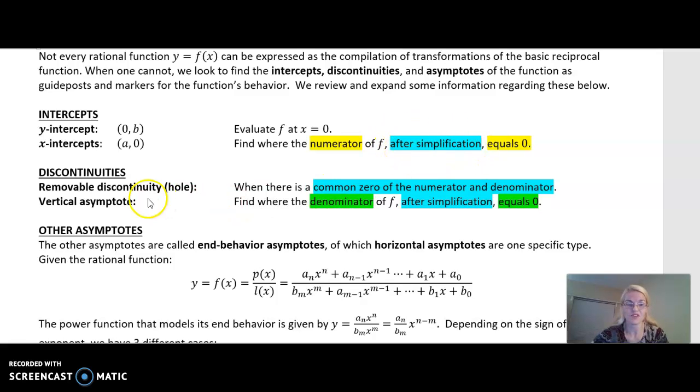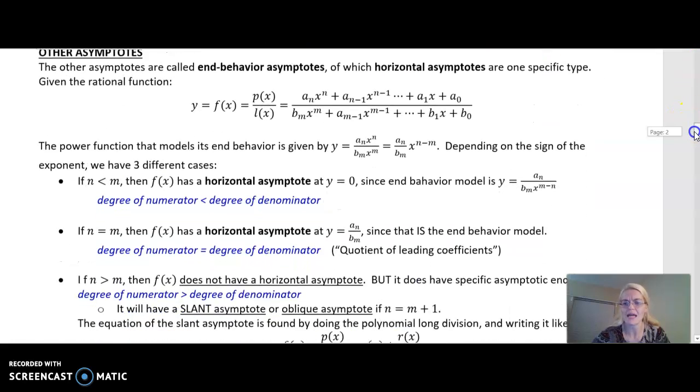So what I mean by after simplification, again, you might have removable holes, removable discontinuities when there's a common 0 in the numerator and the denominator. If you simplify those away, you get a hole. Does that sound familiar from the beginning of the semester? Right? Vertical asymptotes are going to come from the zeros in your denominator that don't get simplified away. And then other asymptotes, so horizontal asymptotes are end behavior asymptotes. So horizontal asymptotes or a slant asymptote, sometimes called an oblique asymptote. And then you could also just have asymptotic behavior.